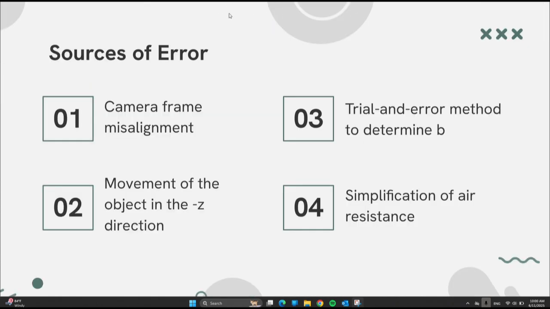Some sources of error could be the misalignment of the camera frame. The object also moved a little in the negative z direction, which isn't accounted for in the two-dimensional analysis done, and the b constant coefficient was determined through trial and error, so it might not be physically accurate. All of these could account for some error that may have distorted the track data.